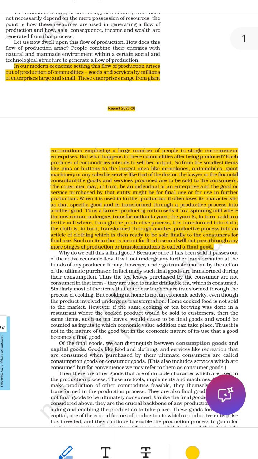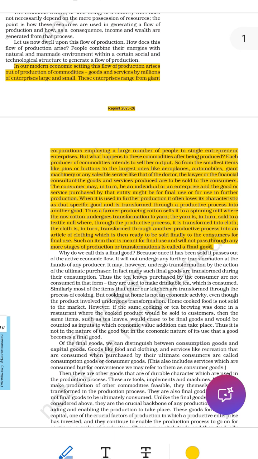Step 1. Who makes things in the economy? In our modern economic setting, this flow of production arises out of production of commodities, goods and services by millions of enterprises large and small. Let's break it down. Modern economy. The way the world works today, where people buy, sell, work, use machines, and live in a system of money and trade. Flow of production. This means things are always being made, not just once, but every day, every year, by many people.